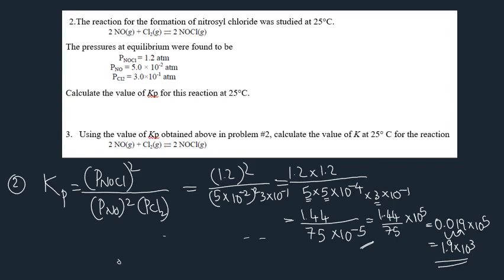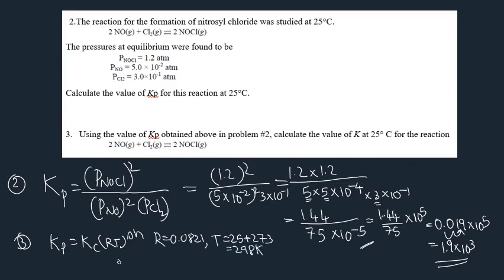The second part of the question is, using the value of Kp obtained above in problem number 2, calculate the value of Kc for the reaction. Same temperature, so there will not be any temperature change here. So we can write the formula Kp equal Kc (RT) to the power delta n. R equals 0.0821, and the temperature I had to convert into Kelvin, 25 plus 273, that equals 298 Kelvin, right?